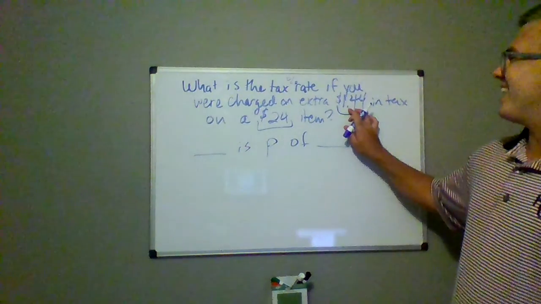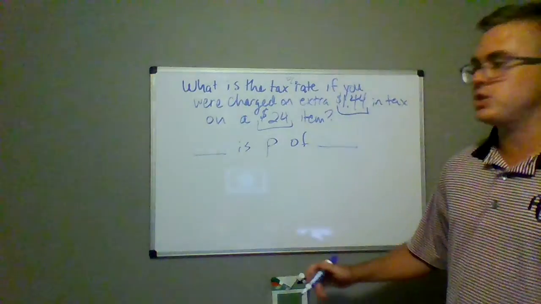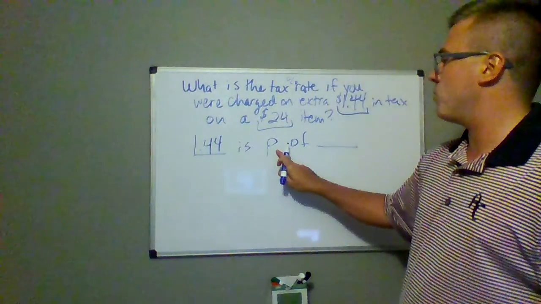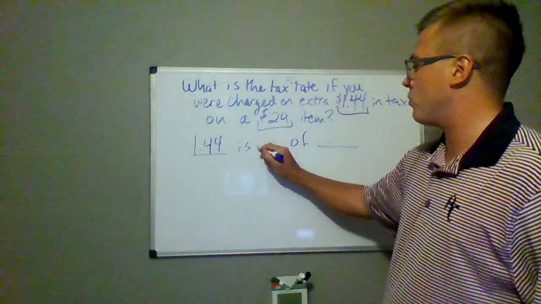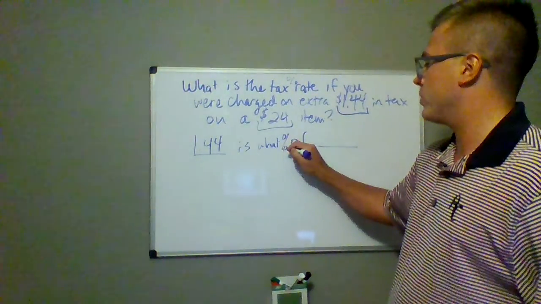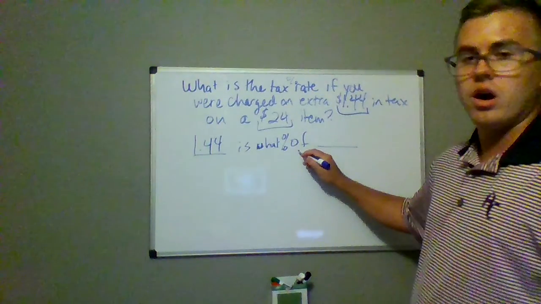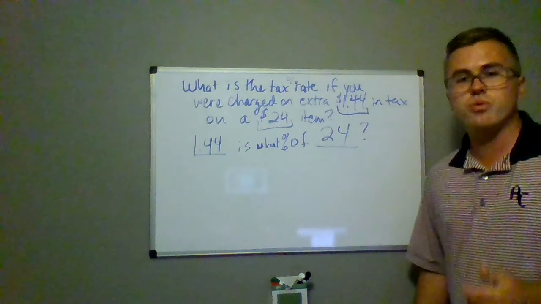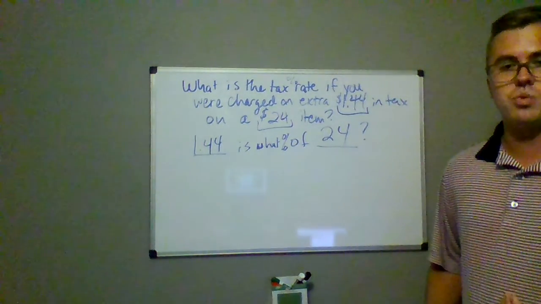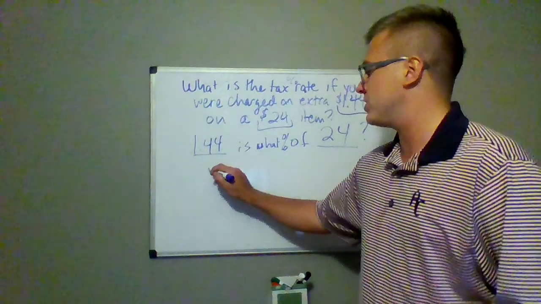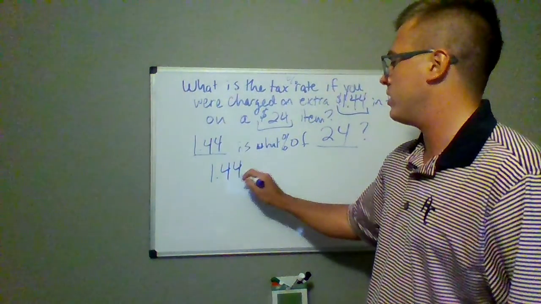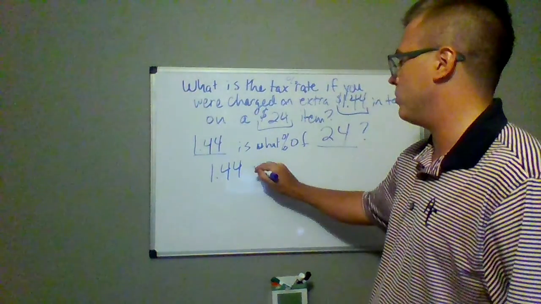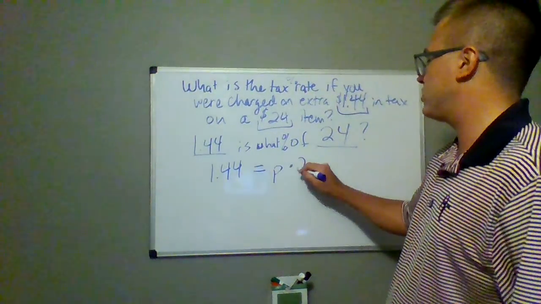So how we're actually going to ask this question is, $1.44 is what percent of 24? And then we can go ahead and translate. $1.44 is P, so "is" turns into an equal sign, of 24.